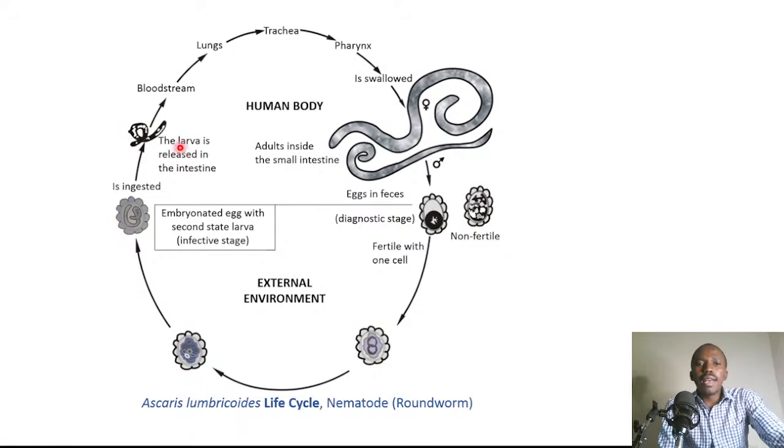Then after that, you're going to have your larvae being released. Once you ingest this and it finds its way into the intestines, it's going to be released by the digestive enzymes, your pancreatic juices. Then of course it enters the bloodstream and gets a ride, goes to the lungs. They may even sometimes cause some pulmonary symptoms. Then it moves to the trachea, eventually goes to the throat, and it is swallowed. Then as the larvae passes through the GIT, it hooks onto the walls of the intestines, and it can live in the intestines and pass these eggs to complete the life cycle.